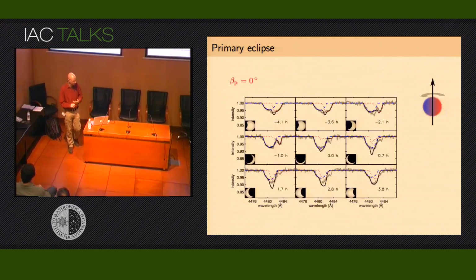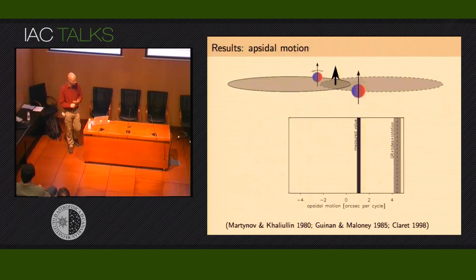And of course, we can do this with all the observations during the eclipse. On the left top, it's 4 hours before mid-eclipse, and on the right bottom, it's 4 hours after mid-eclipse. And this is again our aligned model, and it doesn't look too good, and we receive a much better fit for the misaligned case. So we not only measure a strong misalignment of 70 degrees for the primary, we measure for the secondary a misalignment of 80 degrees.